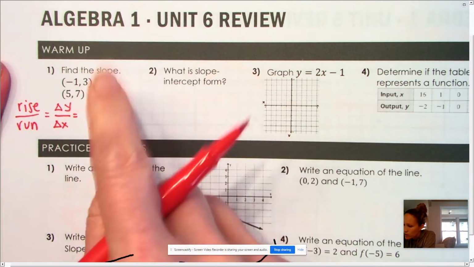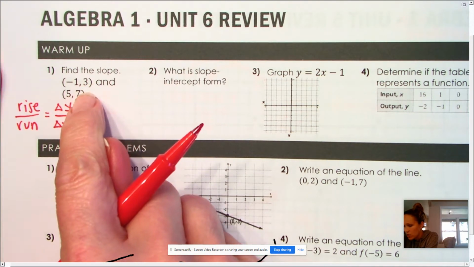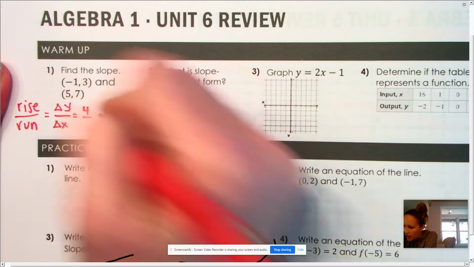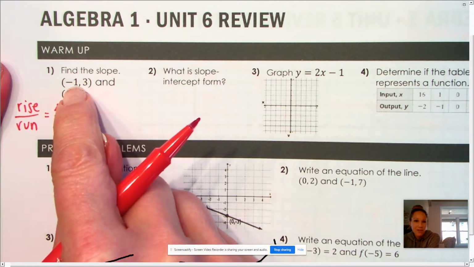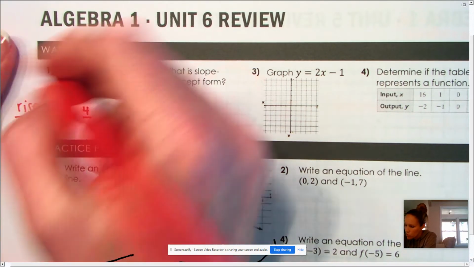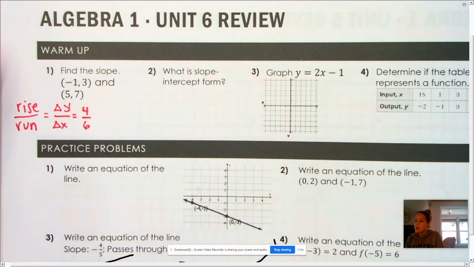And so you can either just look at the y values and say, okay, I was at 3 and now I'm at 7, so I went up by 4. And then the x's, I was at -1. I went all the way through 0, and then I went 5 more. So I moved a total of 6. You could do it that way.